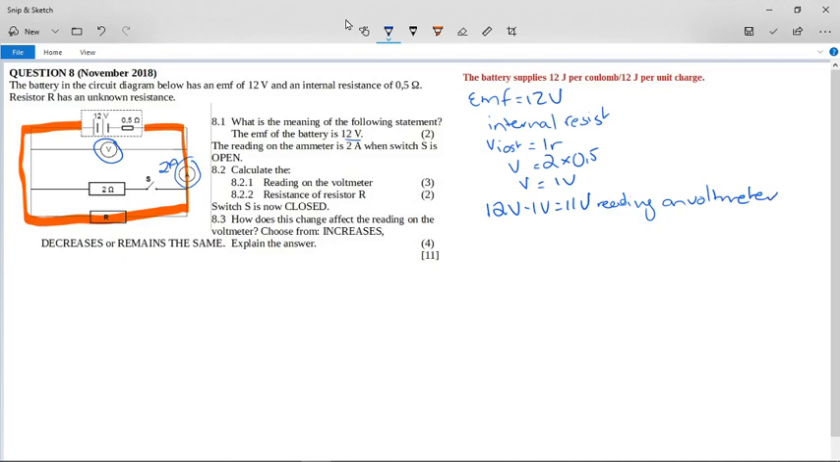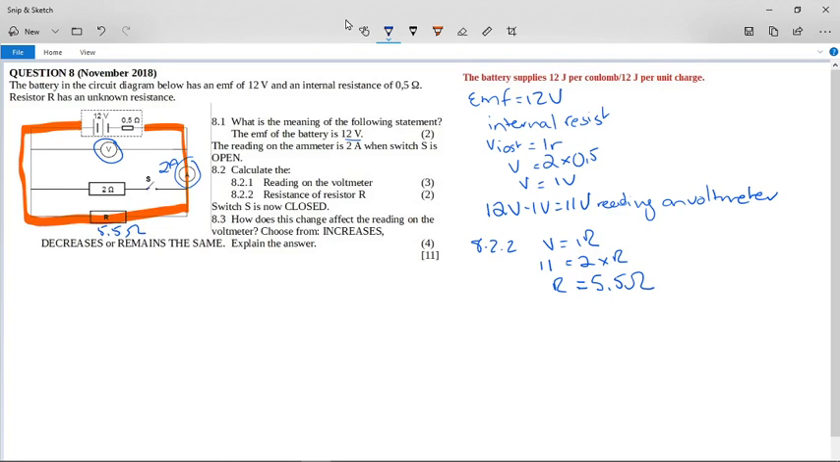Now it says calculate the resistance of resistor R. So if we've got 11 volts going through resistor R, we can have a look here, 8.2.2. We're going to use V equals IR again. We know we've got 11 volts in the external circuit. We know the ammeter has a reading of 2 amps. So this will be 2 times R. So the resistance of resistor R is 11 over 2, which is 5.5 ohms. Okay, so that's fine. We know now that this is 5.5 ohms.